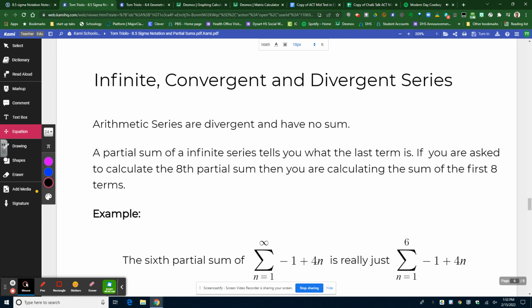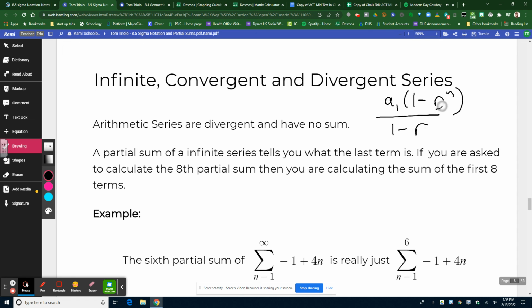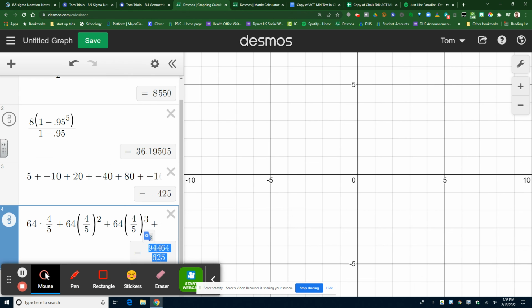The reason is as follows. I'm just going to write it up here with a drawing. So I got my formula, right? A1 times (1 minus r to the n) over (1 minus r). But if r is a fraction, and I take it to a really, really big number, so pick a number that's a fraction between 0 and 1, Caleb. 1/2. Okay, so go to Desmos.